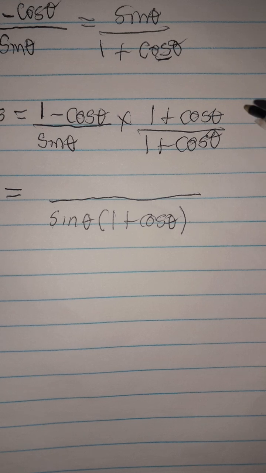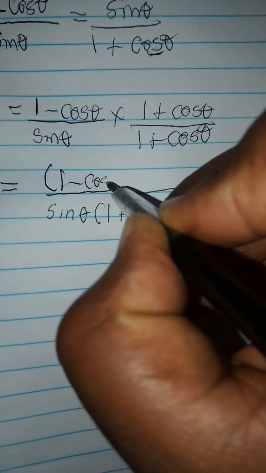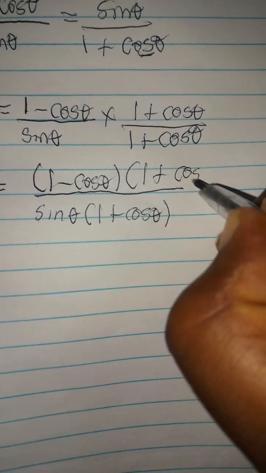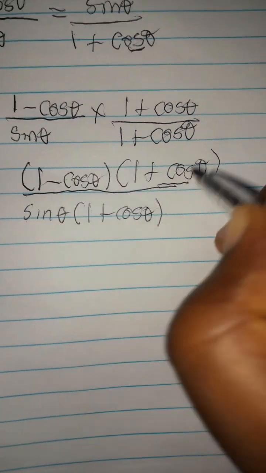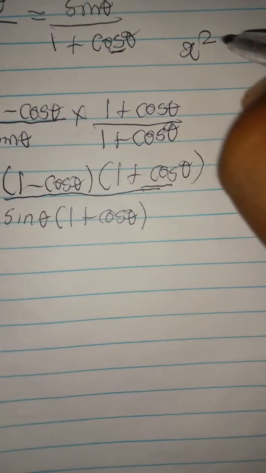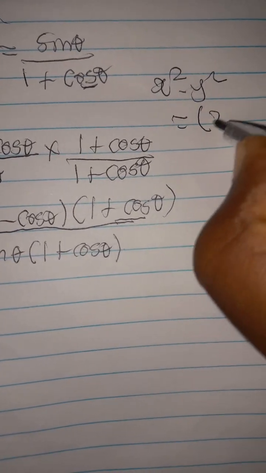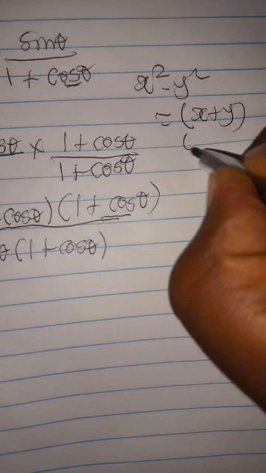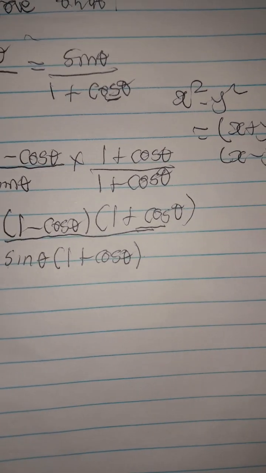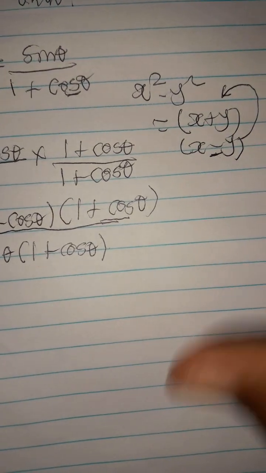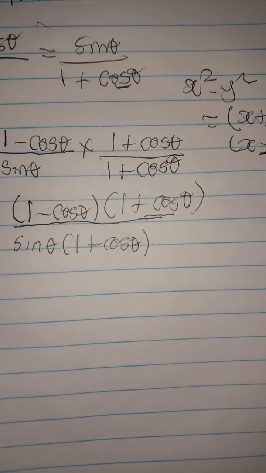Then we can see that we have a difference of two squares here. Why am I saying so? We have 1 minus cos theta and 1 plus cos theta. This reminds you of a difference of two squares, because we have x squared minus y squared, which gives x plus y and x minus y. So if you are given this, your couple will be this. That's why I'm saying this part is a difference of two squares.